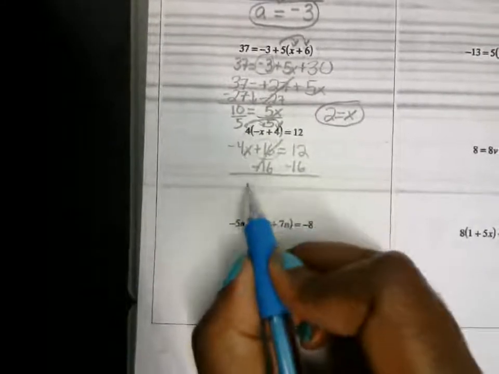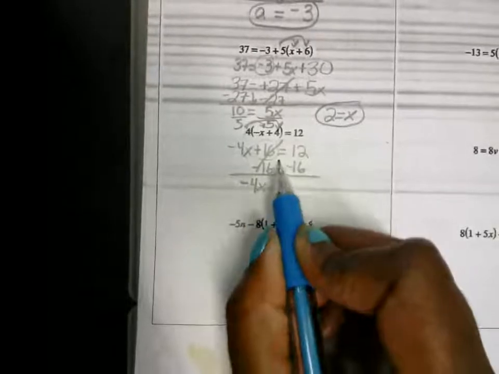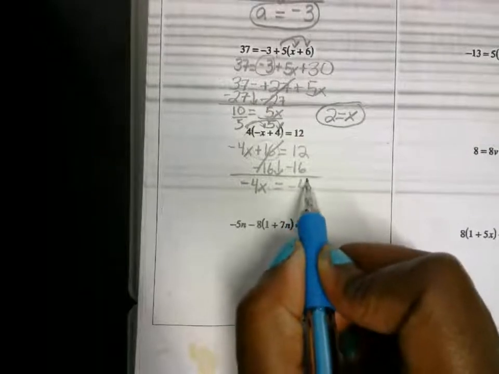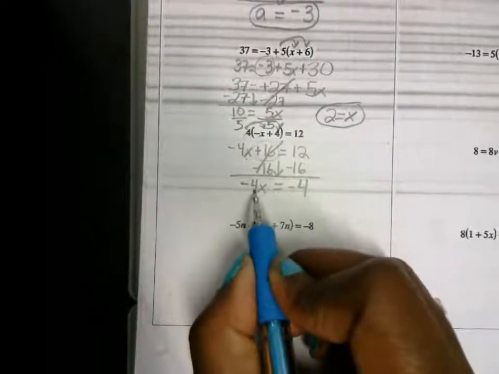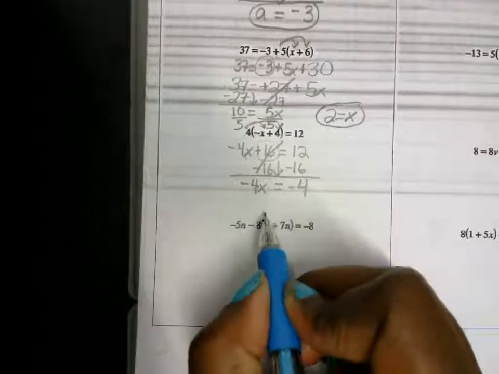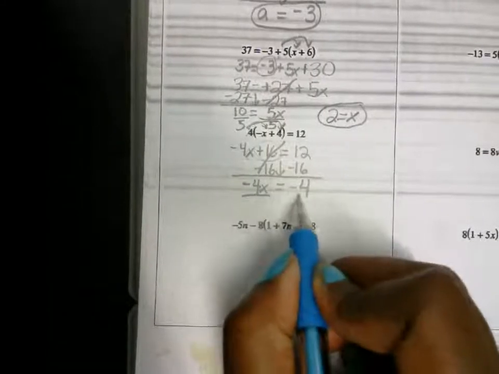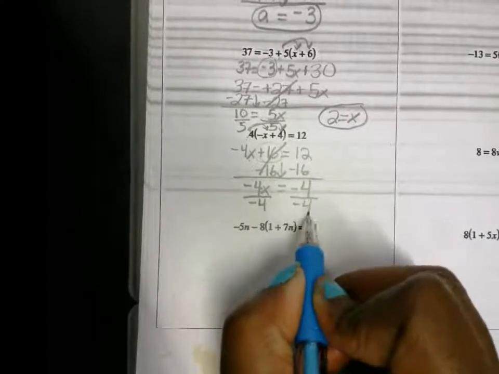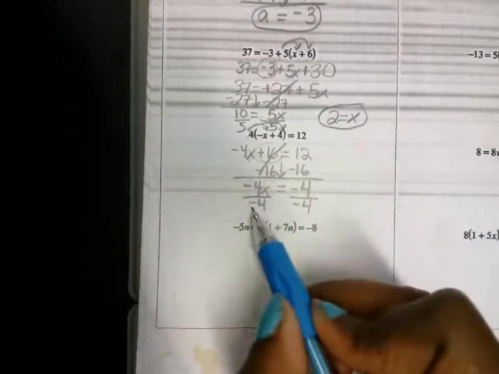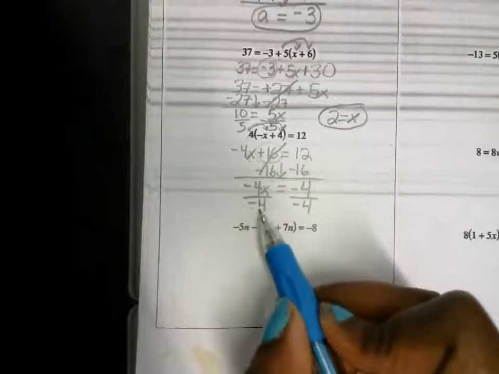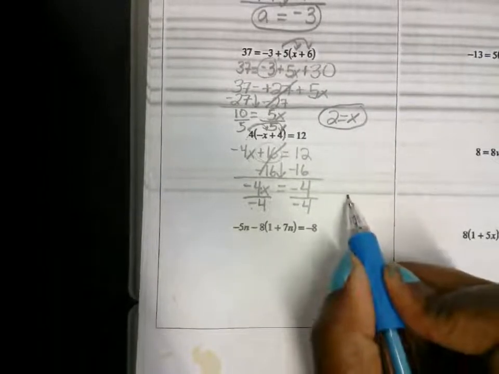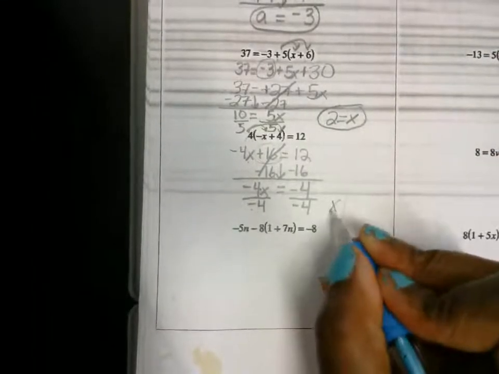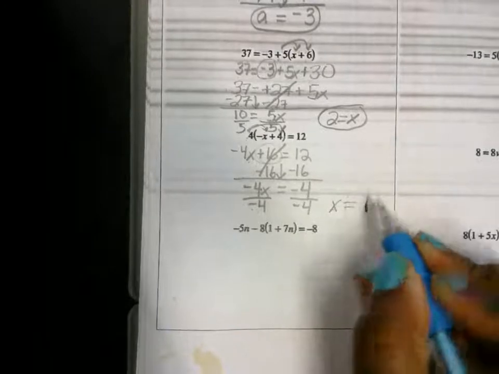This is gone, and we're left with negative 4x is equal to, we have 12 minus 16, which gives you a negative 4. The operation between negative 4 and x is multiplication. The inverse of multiplication is division. So you're going to divide both sides by a negative 4. Okay? Negative divided by negative is positive. 4 divided by 4 gives you 1. So we have 1x, or just x, my apologies, is equal to a positive 1.